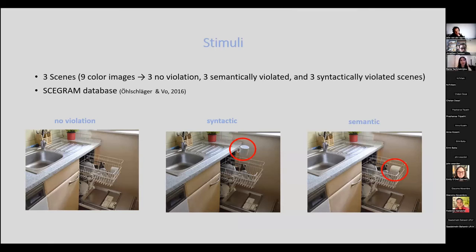Now, for our stimuli, we used the Seagram database. It's a database with naturalistic images of real-world scenes. We used 3 scenes. For each scene, we had the no violation image, an image with a syntactic violation, and an image with a semantic violation. So here you can see the cup floating in the air for the syntactic violation. And here, instead of a cup in the dishwasher, you can see the toilet paper. So this is an example of our stimuli.